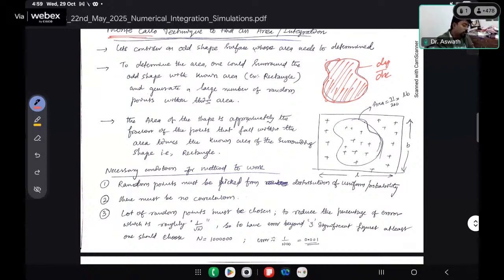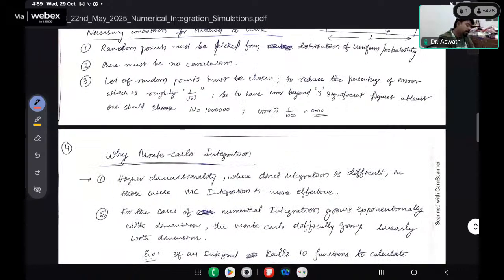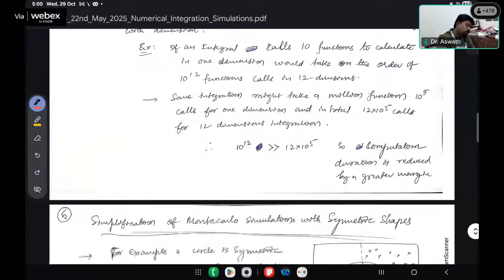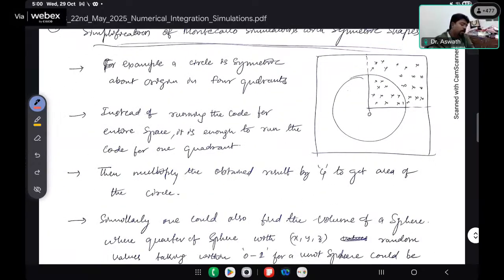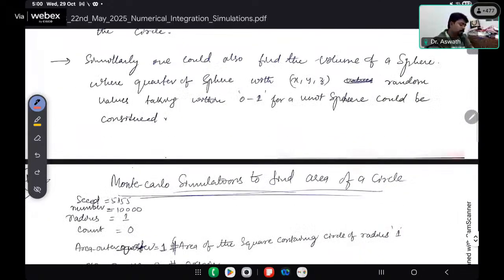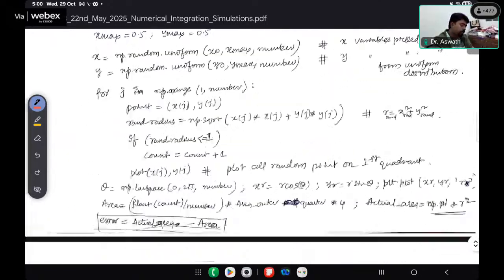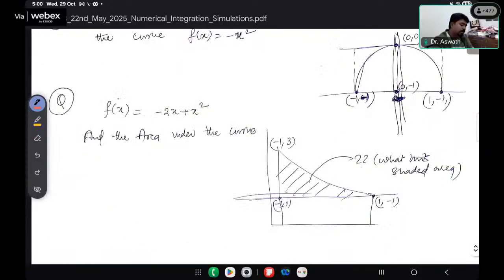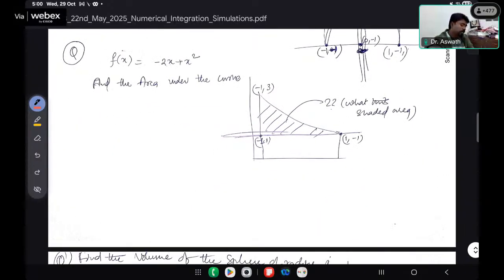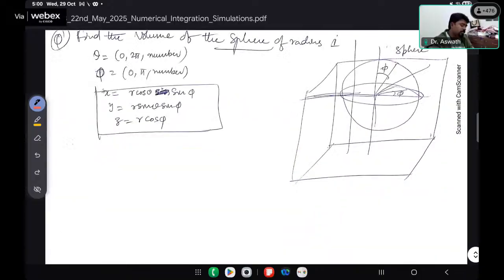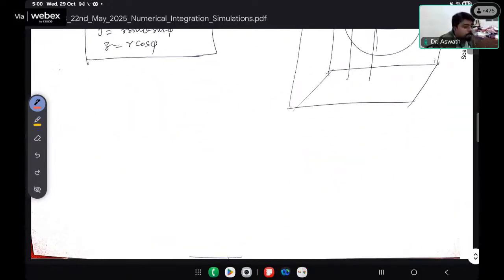Okay. One example I have discussed for you: for example, I want to find the area under a quarter of a circle. How do you do it? That is discussed here, you can just cross check. The program is also discussed. I will share some programs in my notes. The program is discussed step by step. You can cross check.